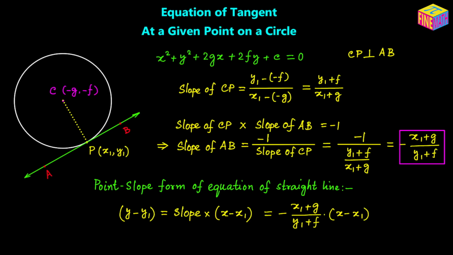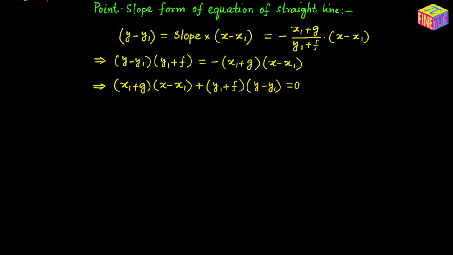And if we simplify this a little bit, the equation is going to look like this: (y − y₁)(y₁ + f) = −(x₁ + g)(x − x₁). And if we bring the x terms to the left hand side, then the equation is going to look like this: (x₁ + g)(x − x₁) + (y₁ + f)(y − y₁) = 0. This is one of the forms, and we are going to see another form.